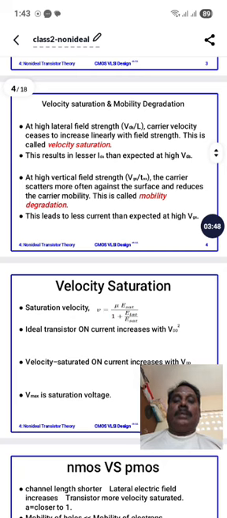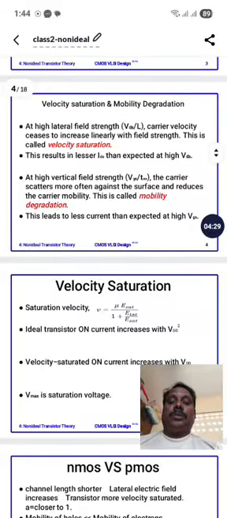And what about mobility degradation? Degradation is the process of reducing strength. Mobility means that when the charge carriers move from the source to the drain, the movement gets faster, and as soon as it attains its maximum value, it gets degraded. This is called mobility degradation. At high vertical field strength, the carrier scatters more often against the surface and reduces the carrier mobility. This leads to less current than expected at high VGS. VGS means the voltage between the gate and the source.